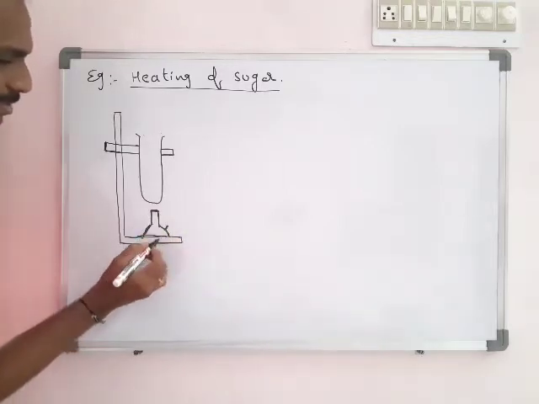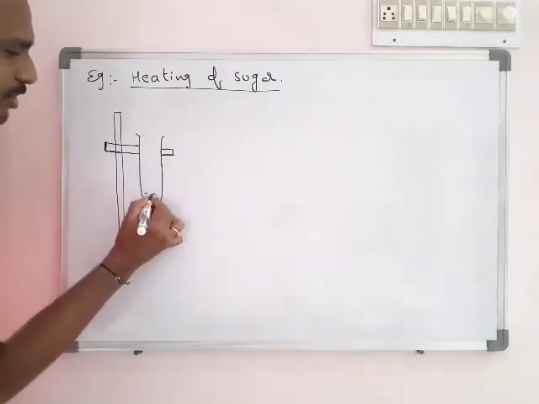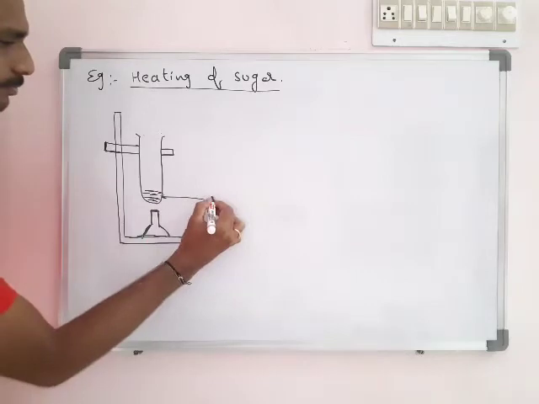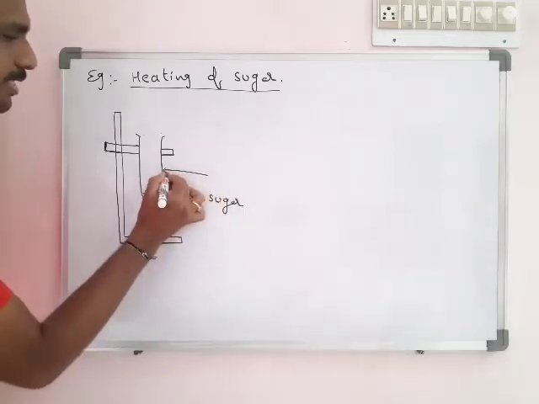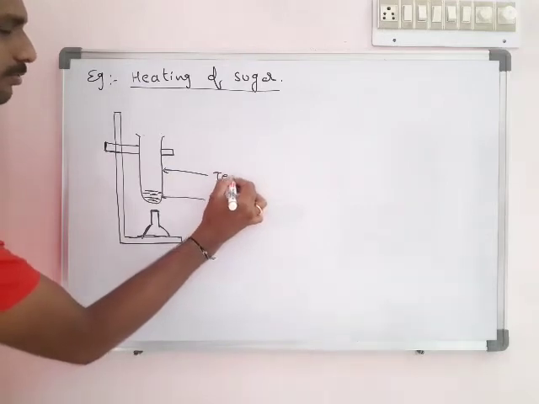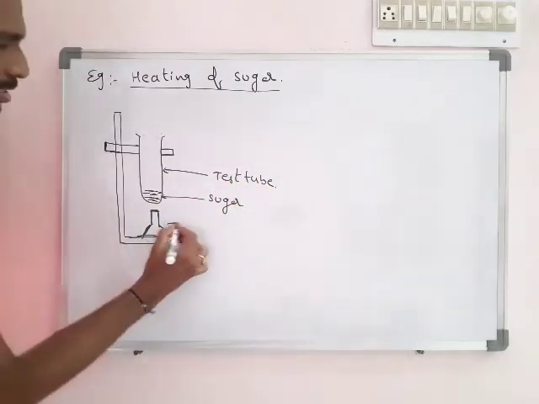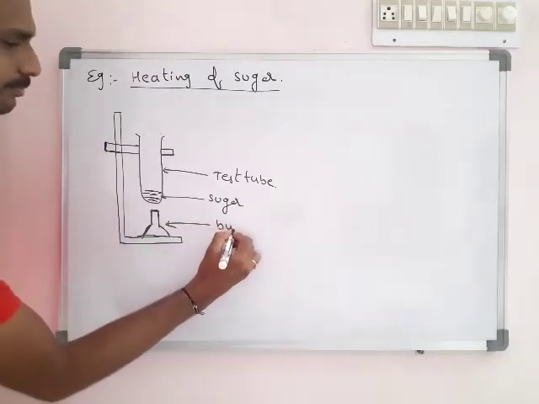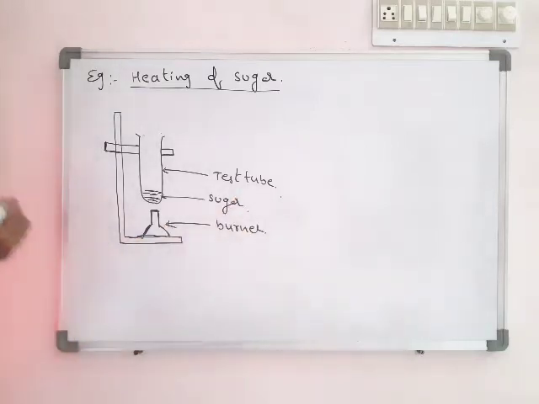There is some gap, so it is treated as a burner. Here we are taking the sugar. Sugar, so this is treated as a test tube. So this is the burner. This is the stand.